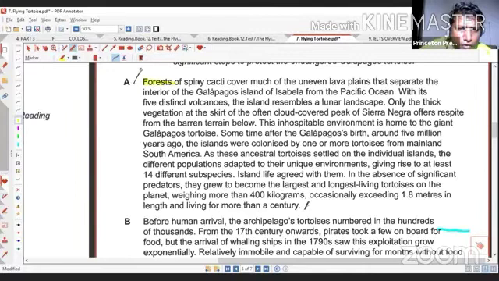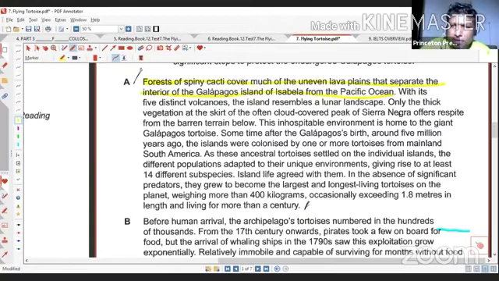Okay. Forests of spiny cacti cover much of the uneven lava plains that separate the interior of Isabella Island from the Pacific. I'm trying to get the main idea. You are scanning. What is scanning? Scanning and skimming? Are you scanning or skimming? Skimming is just reading it for the idea. Scanning is reading each of the words.